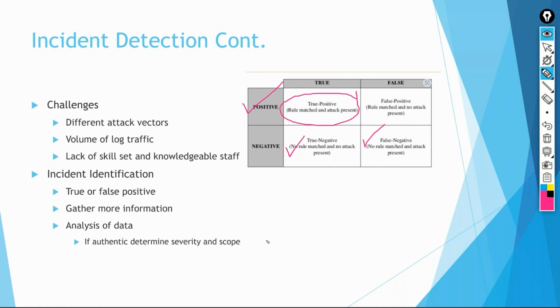So we need to identify the true and false positives, gather more details about an incident, and do a proper analysis of the data. Proper analysis of the data means what? Analyzing the events, analyzing the flows, analyzing the payload. All these are critical aspects when we are investigating the incident. So analysis of data, and if authentic, determining the severity and scope, is also a critical element for incident detection.